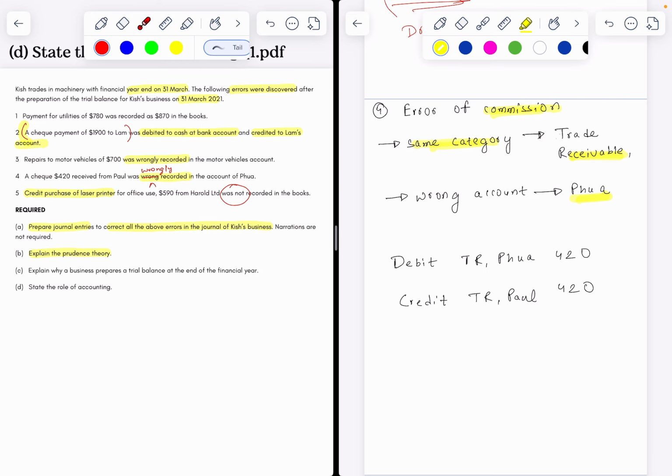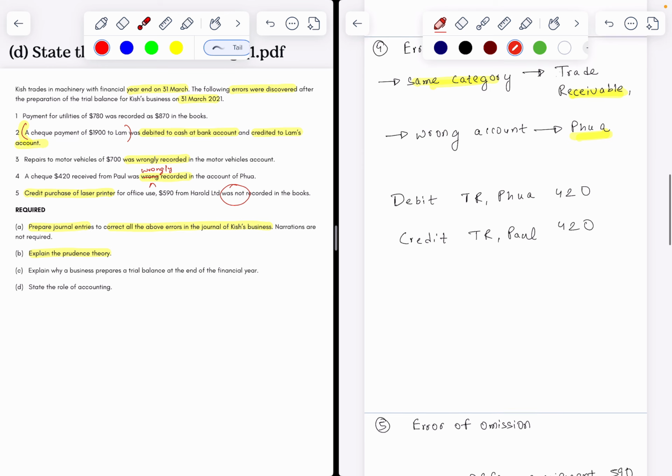So what we have to do is look into first the incorrect entry that would have been done by the bookkeeper. So the bookkeeper would have done a journal entry that reflects a reduction in the balance of POA, or the balance that our credit customer POA owed us. So the bookkeeper would have credited trade receivables POA by 420, right? Which is obviously not correct.